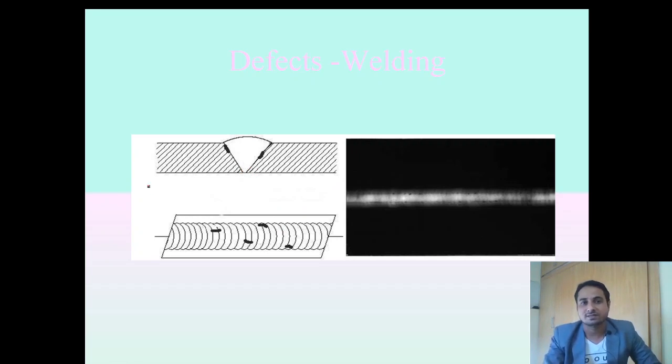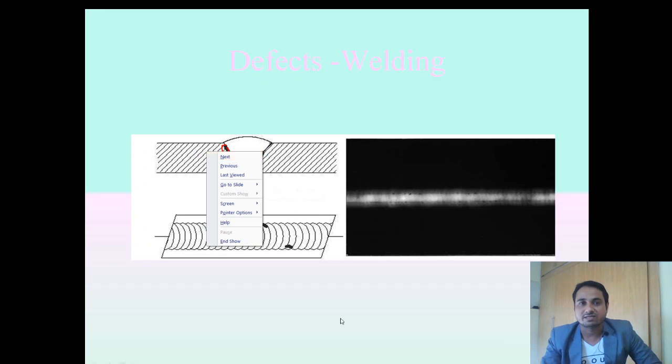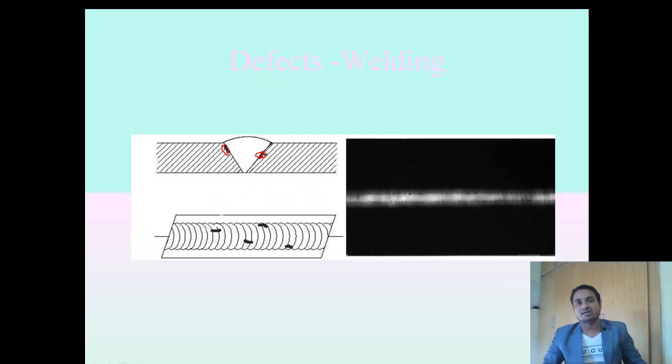Next is lack of side wall fusion. If my side walls do not get fused, then it will be lack of side wall fusion, and we will get two straight lines in the radiography film, like you can see here.